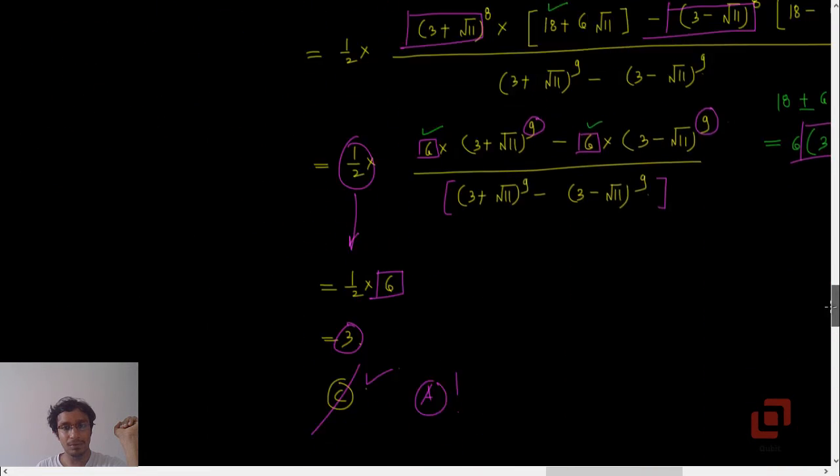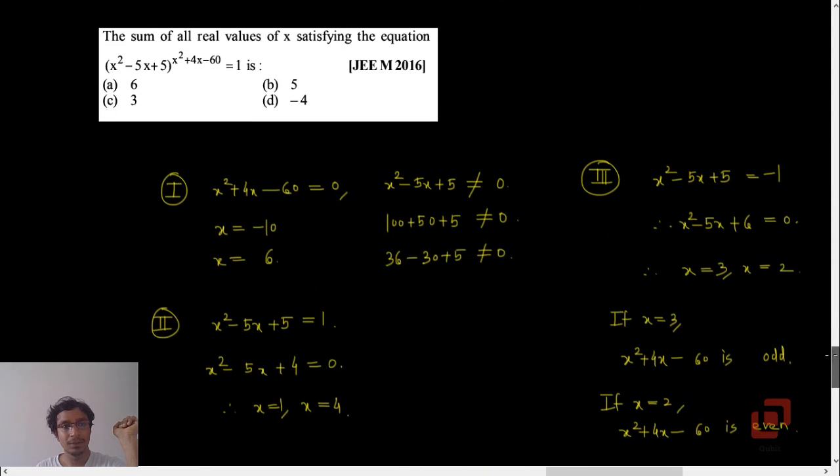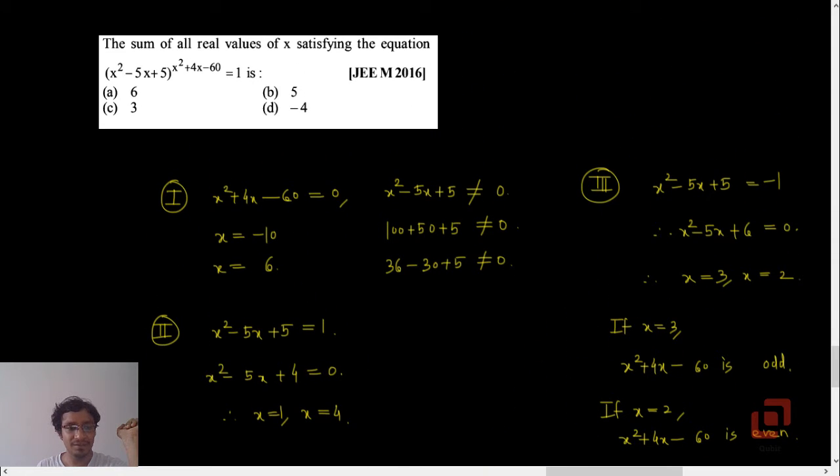So now let's go to the last question. This is the question where I said there will be two quadratic expressions. Okay, so let's read the question. The sum of all real values of x satisfying the equation x squared minus 5x plus 5, this is the first quadratic expression, raised to x squared plus 4x minus 60, this is the second quadratic expression, equal to 1.